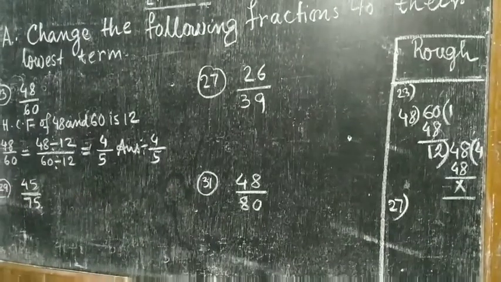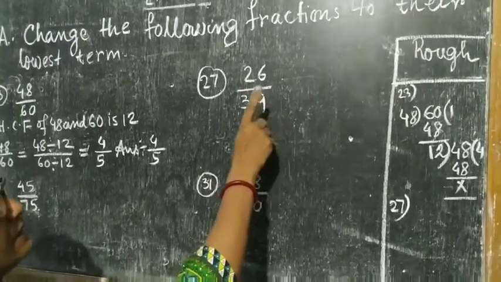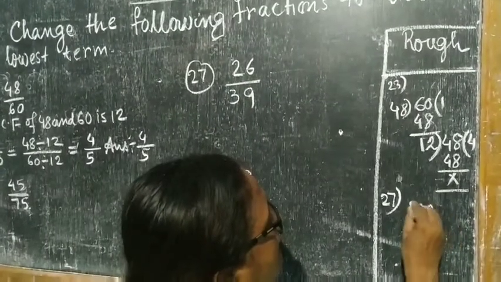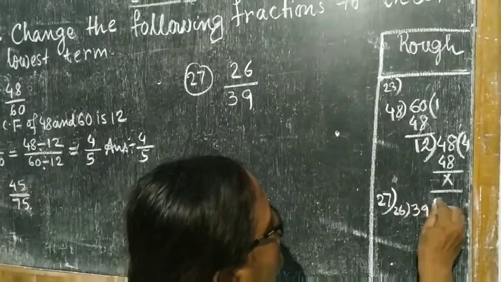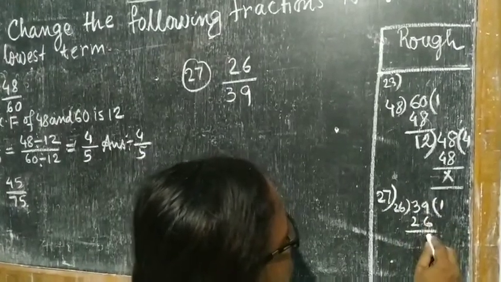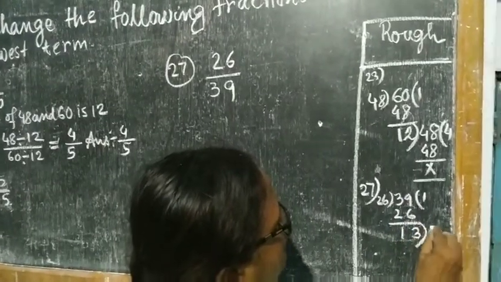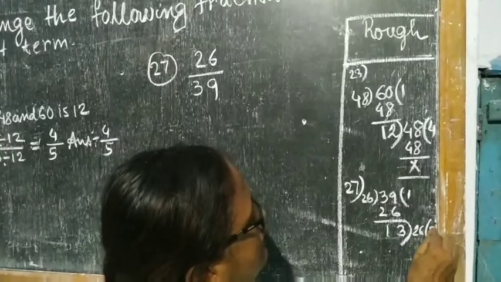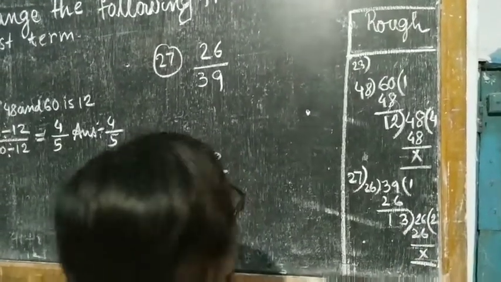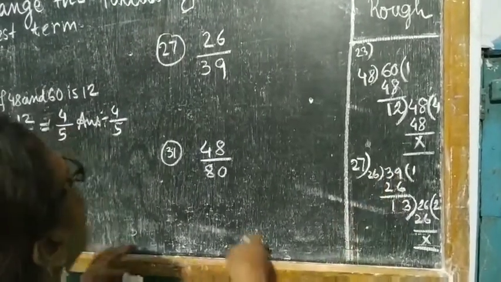Next, sum number 27. 26 by 39. So you have to find out the HCF of 26 and 39. Which number is bigger? 39 is bigger than 26. So you divide 39 by 26. 26 ones are 26. 9 minus 6, 3. 3 minus 2, 1. Again divide 26 by 13. 13 twos are 26. So 13 is the HCF of 26 and 39.